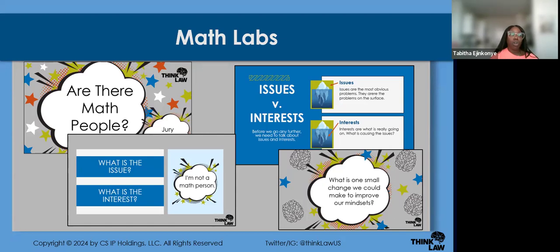Again, these are not your normal traditional sit and get math lessons. Yes, they do cover math topics, but we want to make sure that your students are equipped with the skills to get them through those tough moments. And in the end, it does build that confidence when they're working with those math problems.